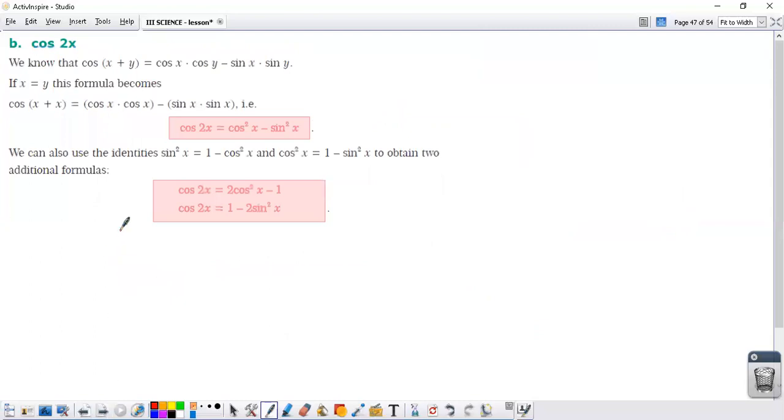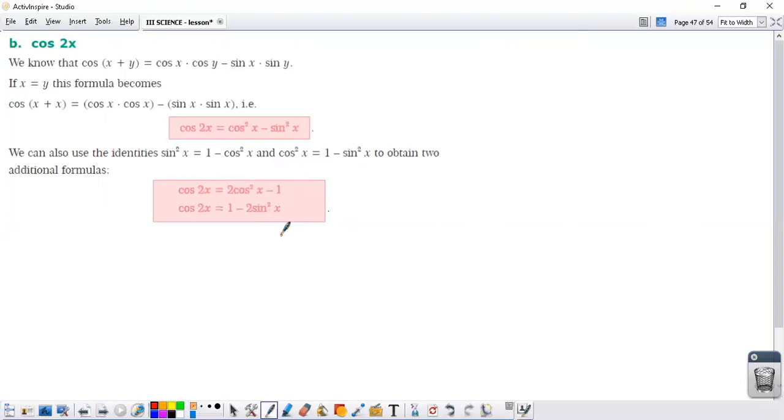Okay, for the next, we have double angle for cosine. So cosine 2x will be cosine square x minus sine square x by using the sum formula. And after that, we know from the trigonometric identities that sine square x is 1 minus cos square x, and cos square x is 1 minus sine square x.